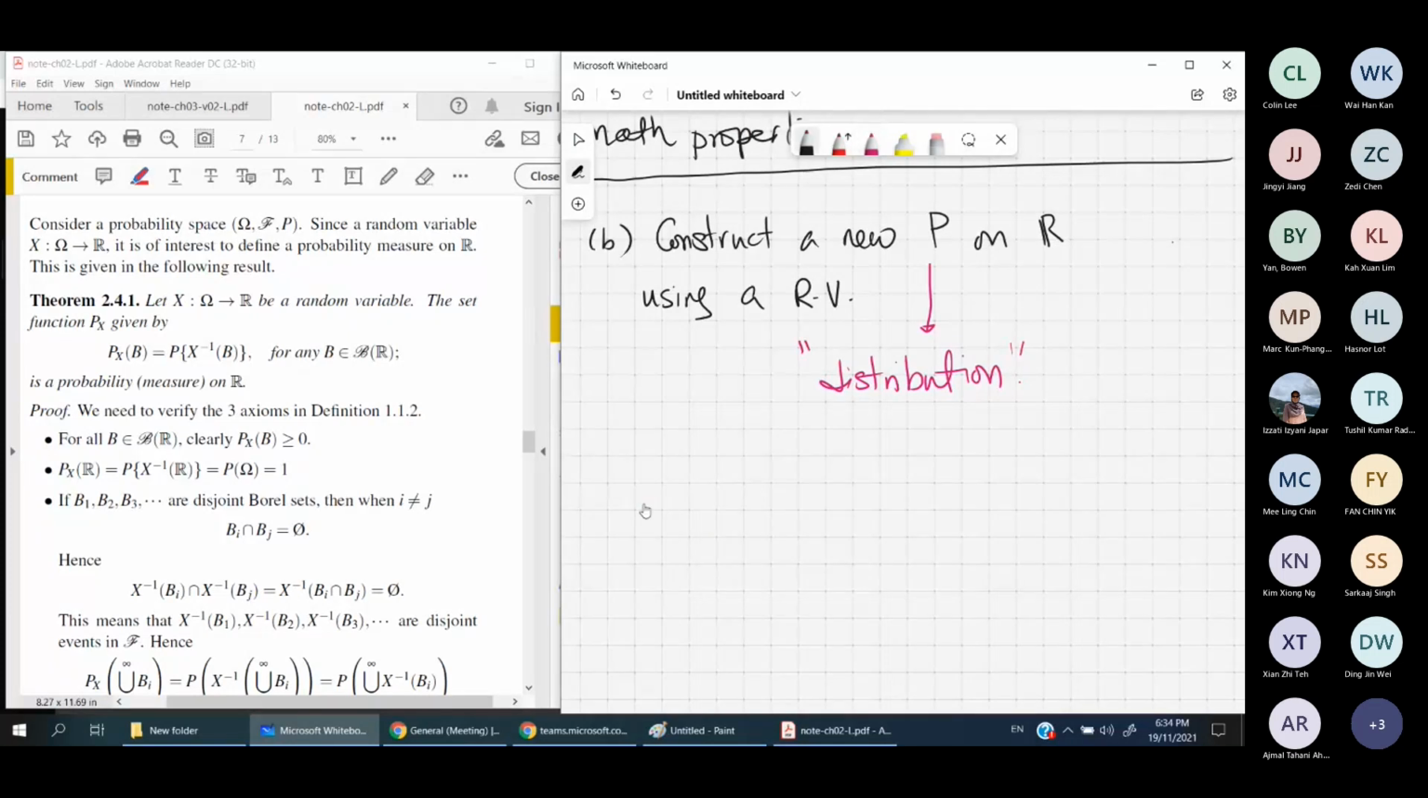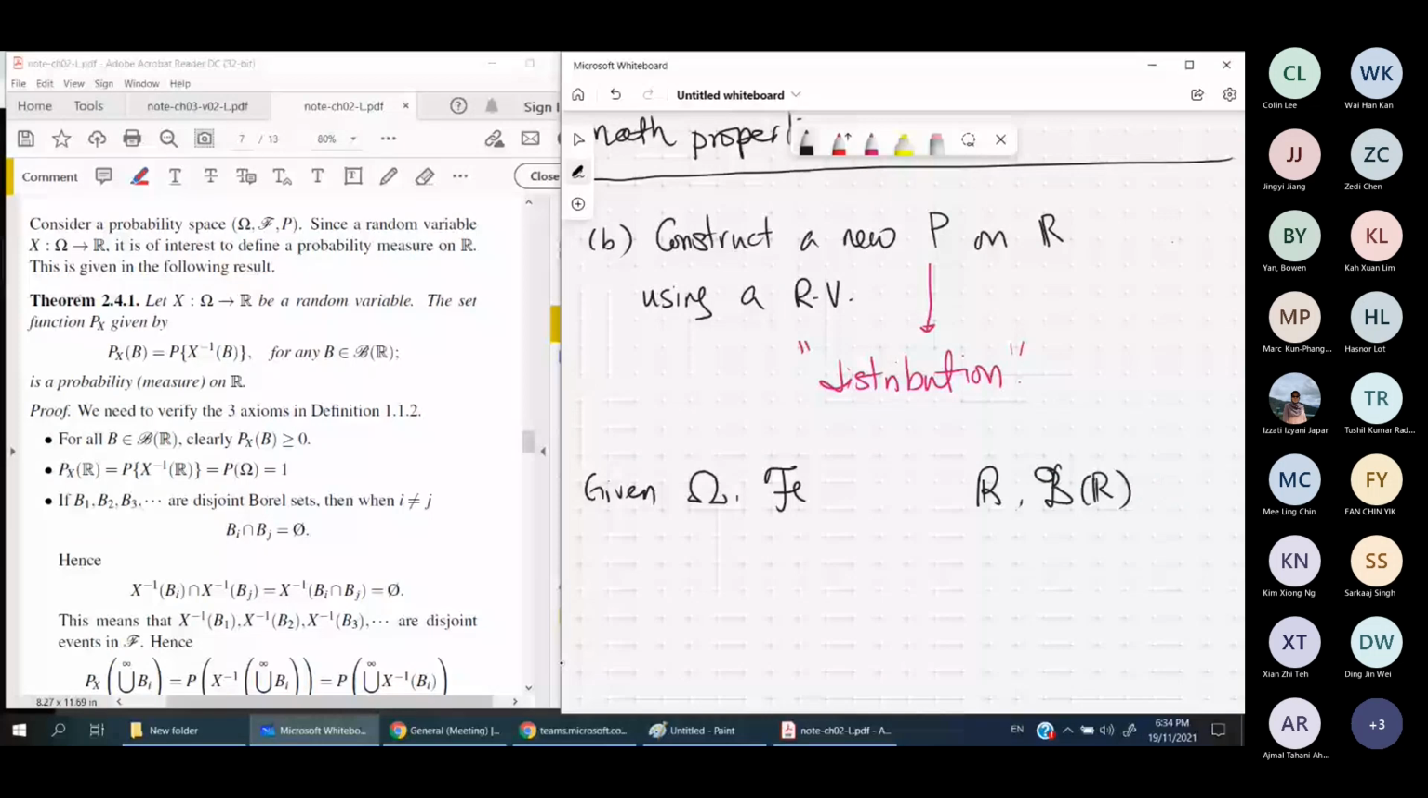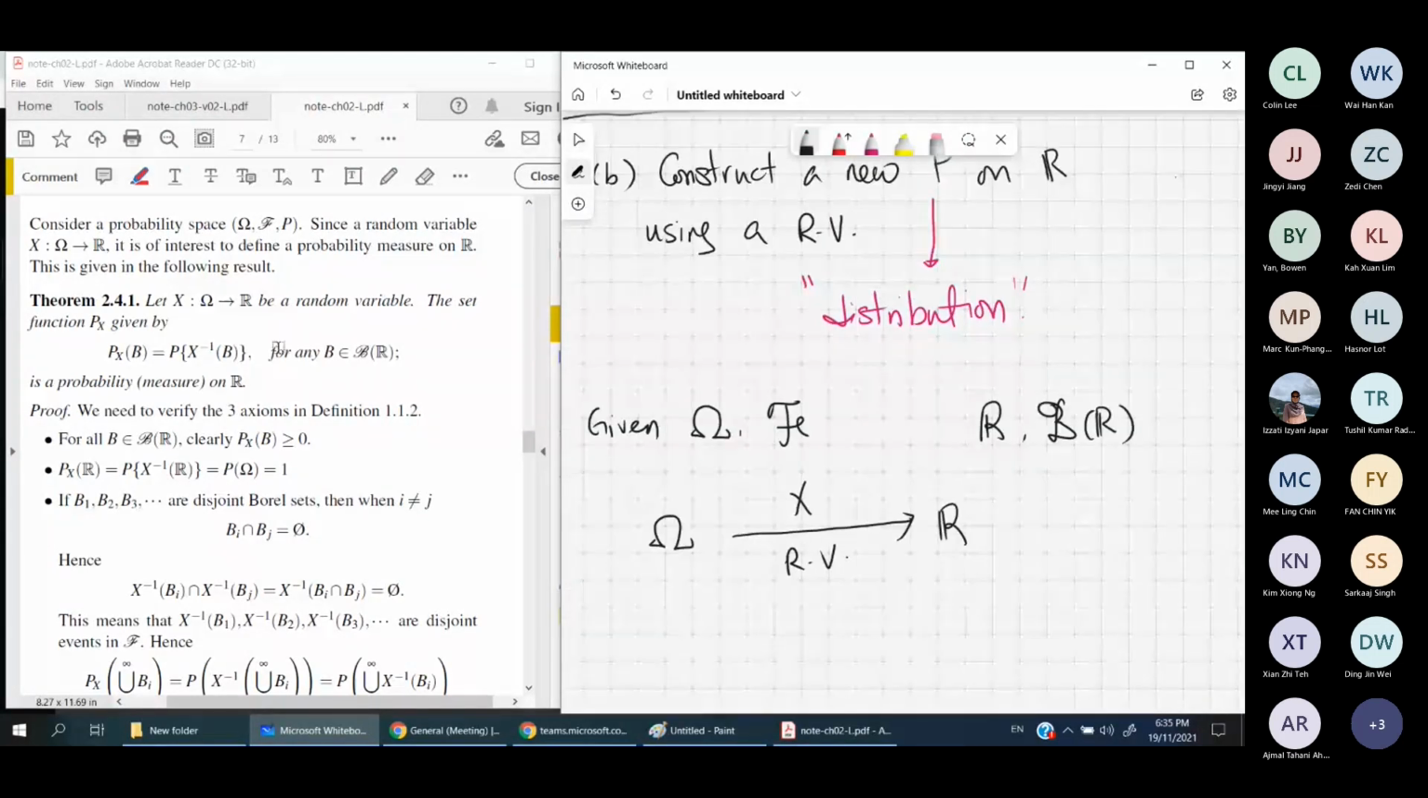So the setting will be like that. First of all, let's say we have a sample space, omega, and then we have F. Then R, we know the real numbers are always there, and its sigma field is always there. So now let's say we have a random variable. We define a random variable as a function defined from omega to R. So this is a random variable. And according to our setting, let's go back to here.